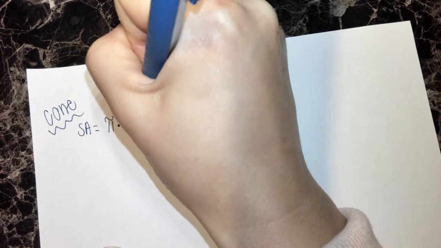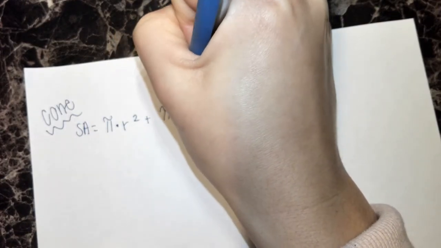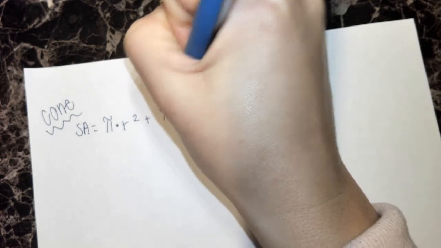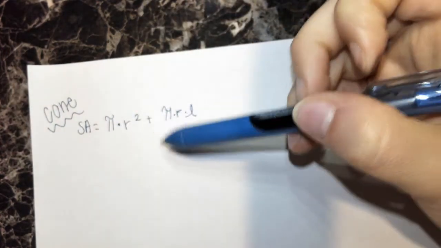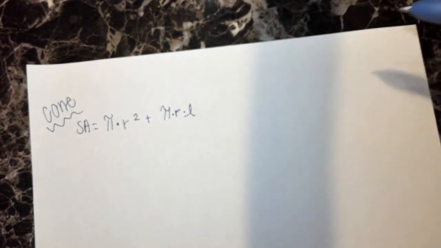So, when we deal with a cone, surface area we always write as SA. Surface area of a cone would be pi times your radius squared plus pi r times slant length. Okay, right here, that's the area of your circle. This would be the area of that curvy piece.